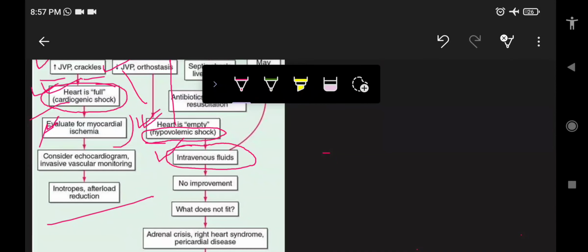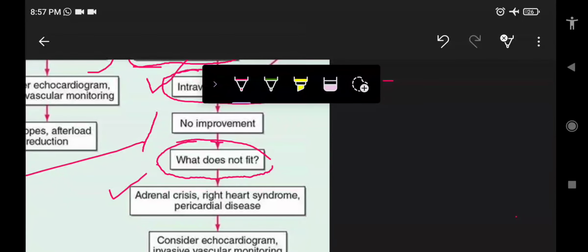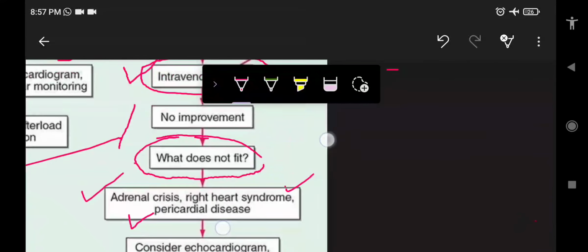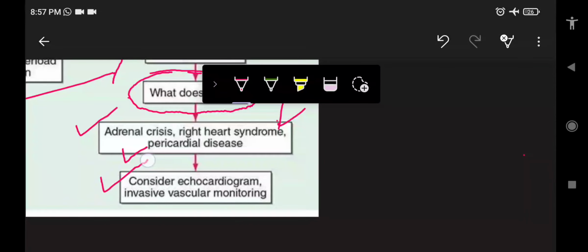It should improve with intravenous fluid, but if there is no improvement even with intravenous fluid, then we have to reconsider our diagnosis. We should look for other clues like adrenal crisis, right heart syndrome, or pericardial disease like pericardial tamponade. And we should also consider an echo, and we also have to do invasive vascular monitoring.